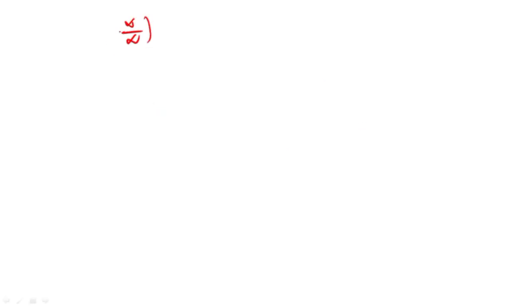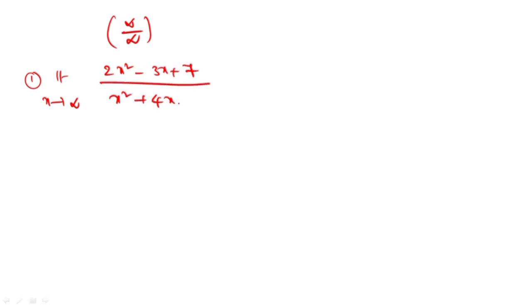Now I would like to go to the infinity by infinity form. I would like to take the first example, limit x tends to infinity, 2x square minus 3x plus 7 by x square plus 4x plus 1. If I substitute infinity, this is in the form of infinity by infinity. In the case of infinity by infinity, the best process is to take the highest power common in the numerator, and take the highest power common in the denominator. That is the best procedure actually.